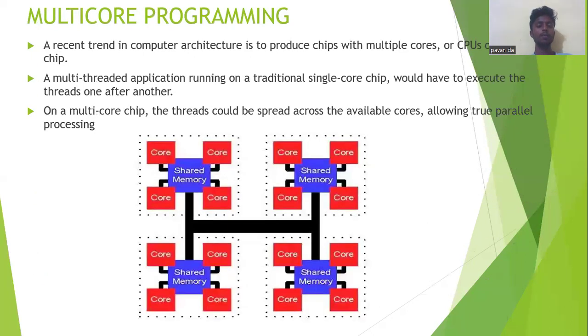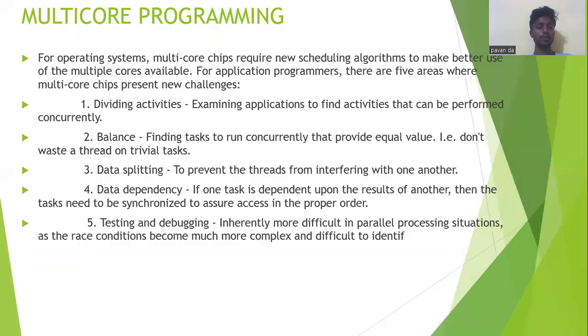Then, what is multi-core programming? A recent trend in computer architecture is to produce chips with multiple cores, or CPUs, on a single chip. A multi-threaded application running on a traditional single-core chip would have to execute threads one after another. On a multi-core chip, the threads could be spread across the various cores, allowing true parallel processing. For operating systems, multi-core chips require new scheduling algorithms to make better utilization of the multiple cores available.